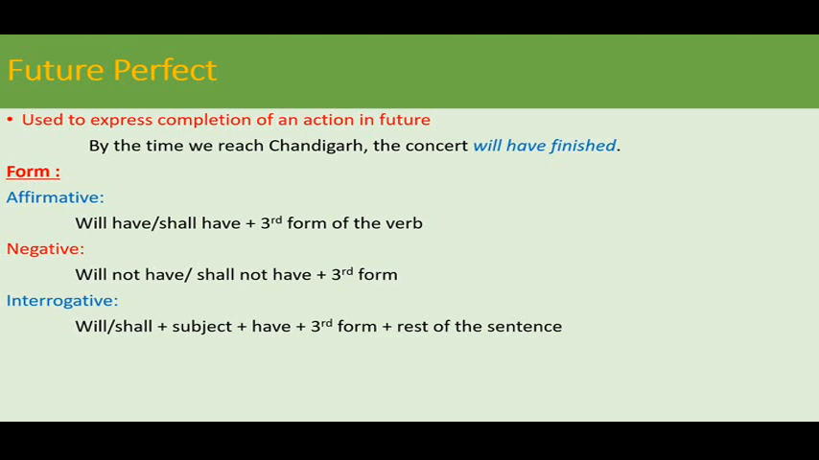Next form of the tense is future perfect tense. It is used to express the completion of an action in future. For example, by the time we reach Chandigarh, the concert will have finished. I shall have written my exercise by then. By the end of this month, I will have worked here for 5 years.